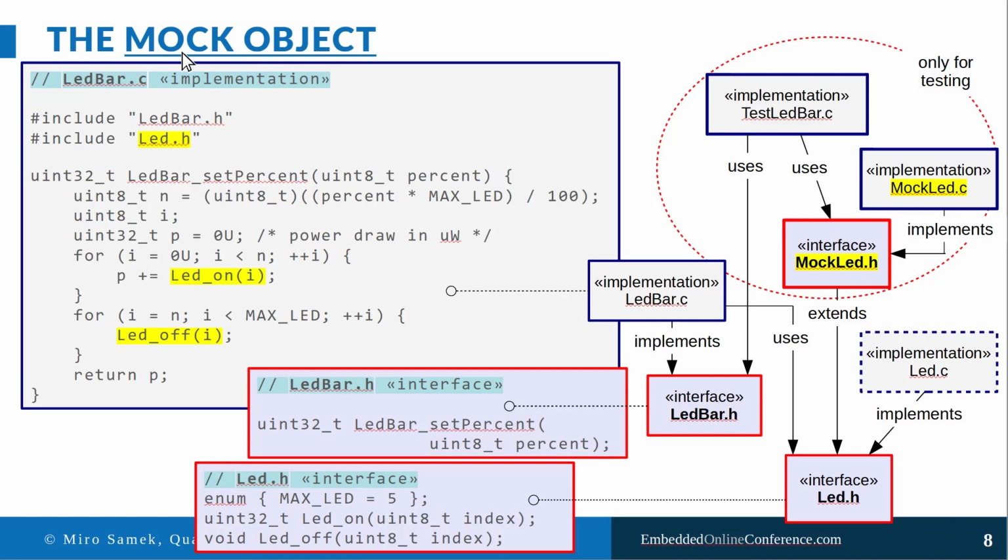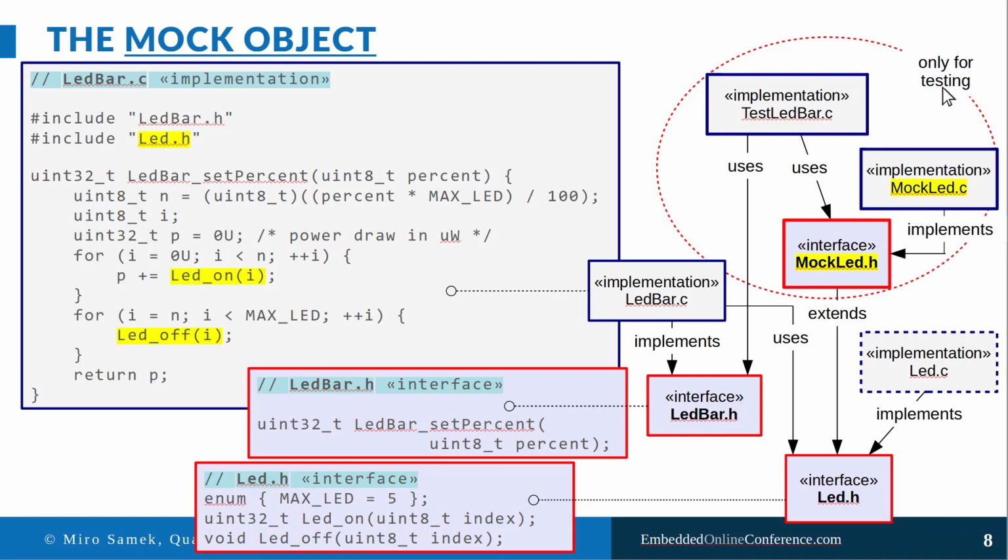You will have two interfaces: the led.h header file with prototypes of the LED on and LED off functions, and the ledbar.h header file with the prototype of the LED bar set% function. You will also need the implementation file, ledbar.c, which will obviously use the led.h interface. All these three files will be your code under test, CUT, so they will live in the src subdirectory.